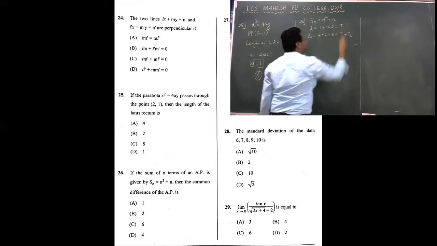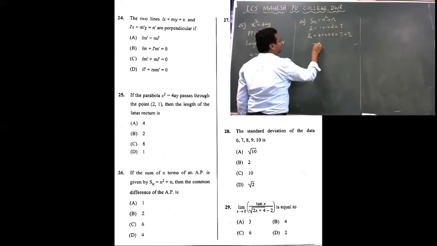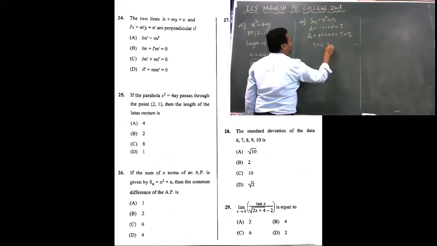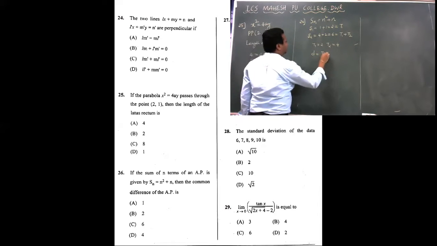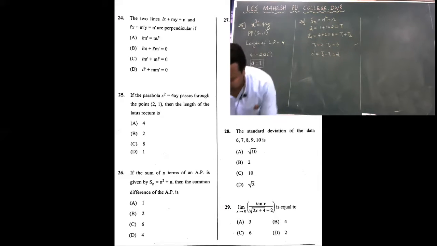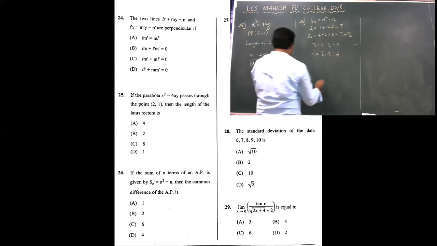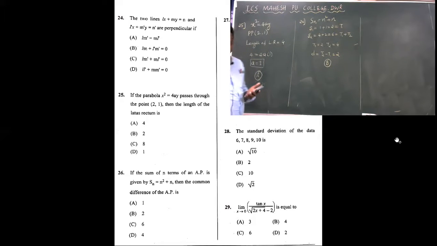I think this difference will give you the first term and second term. Therefore, T1 is equal to 2 and T2 must be equal to 4. Fine. Therefore, what is the common difference? T2 minus T1 must be equal to 2. So what should be the right answer in this case? Common difference is 2. That is nothing but option B, correct here.